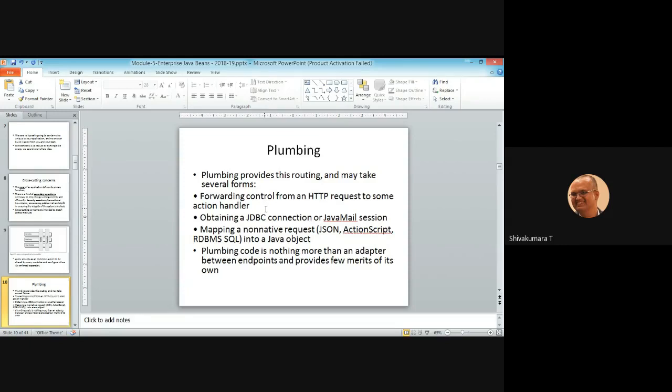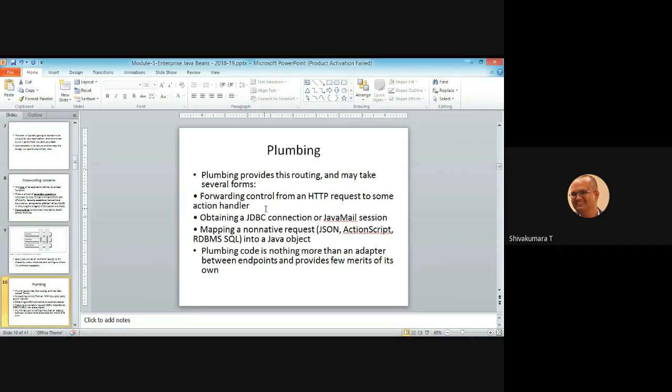Then the second is obtaining a JDBC connection or Java mail session. So once the authentication is done, you need to allow the user who wants to access their balance information. Again, they should not be allowed to access others' balance information. They are allowed to access only their own balance information.